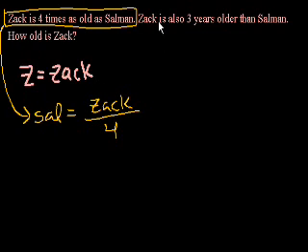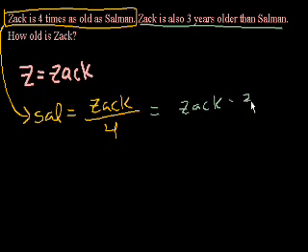But then it also says here, let me put this in a different color, that Zach is also 3 years older than Salman. So that means that also Sal would be Zach minus 3, right? The first sentence says Zach is 4 times as old as Salman. Well, that means that if you take Zach's age and divide it by 4, you get Sal's age. The second sentence says Zach is also 3 years older than Salman. So that means if you take Zach's age and subtract 3 from it, you get Sal's age again.